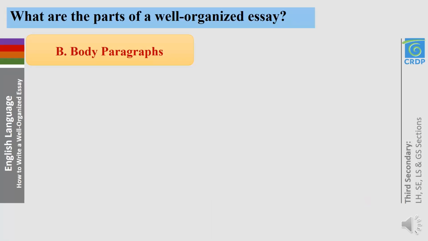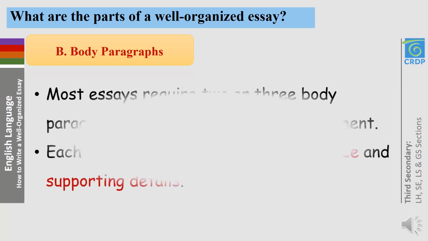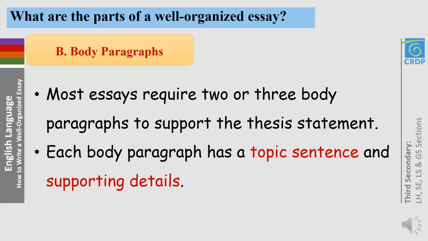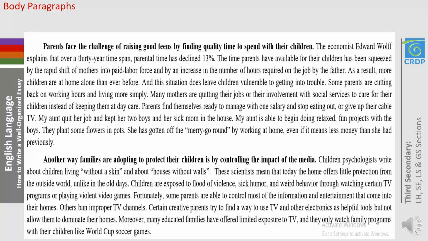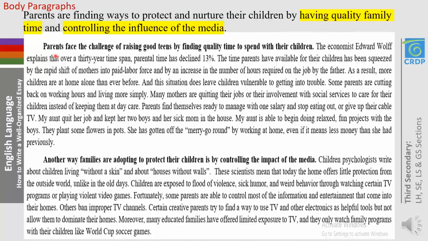The second main component of a good organized essay is the body, which consists of body paragraphs. Mostly, essays require 2 or 3 body paragraphs to support the thesis statement. Each body paragraph should have a topic sentence and supporting details. These are the 2 body paragraphs of our model essay. And as you can see here, each body paragraph starts with a topic sentence.